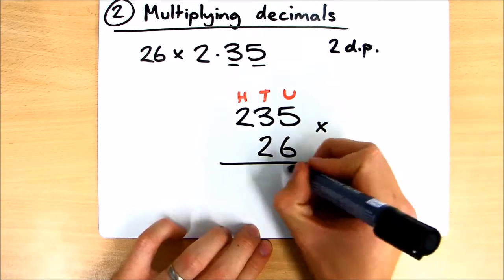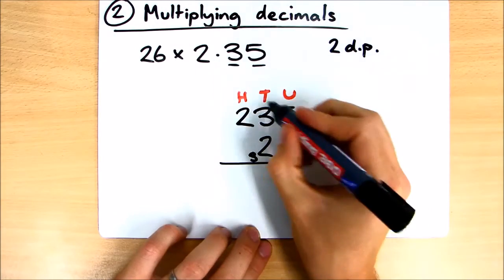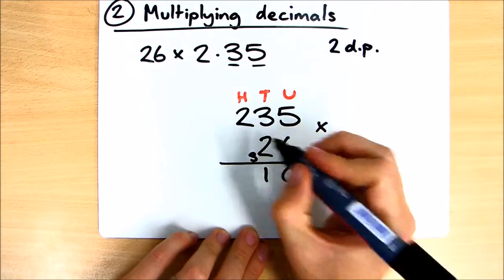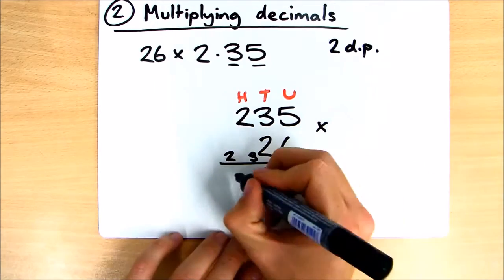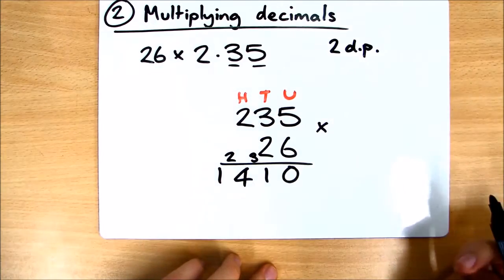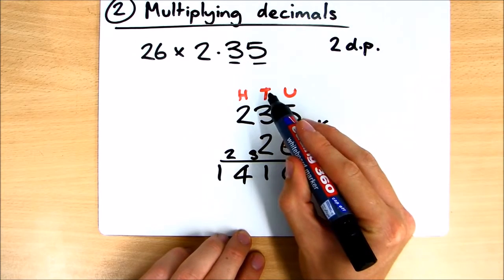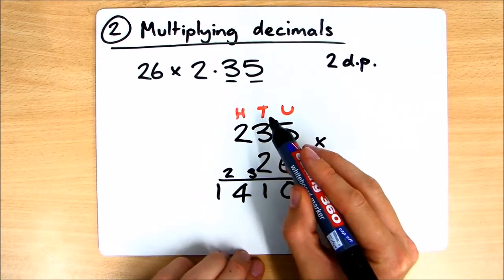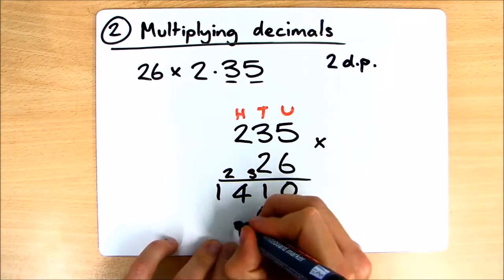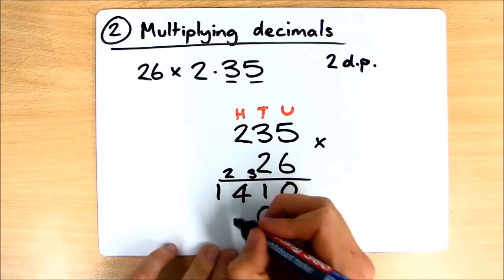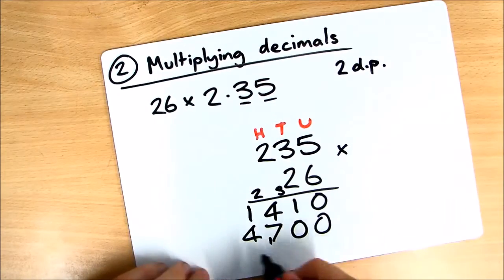6 times 5, 30. 3 times 6 is 18. 18 tens this time. Add 3, 21. 6 times 200 is 1200s. Add 2 is 1400s. So that's that row done. Now we're going to multiply everything by this 2 here, but this 2's in the tens column, remember? So we need to make sure that we put a placeholder in here. 2 times 5 is 10. 2 times 3 is 6. Add the 1 is 7. 2 times 2 is 4.